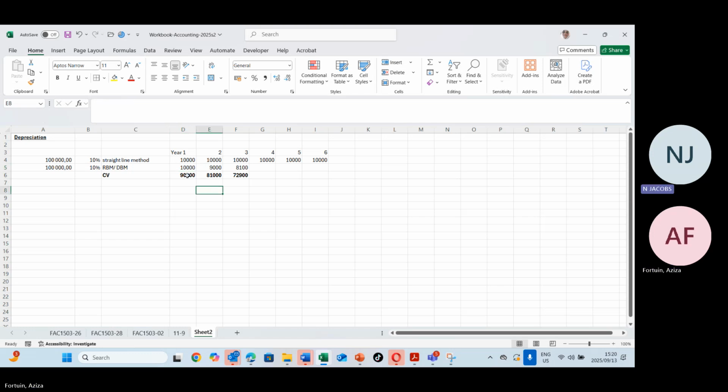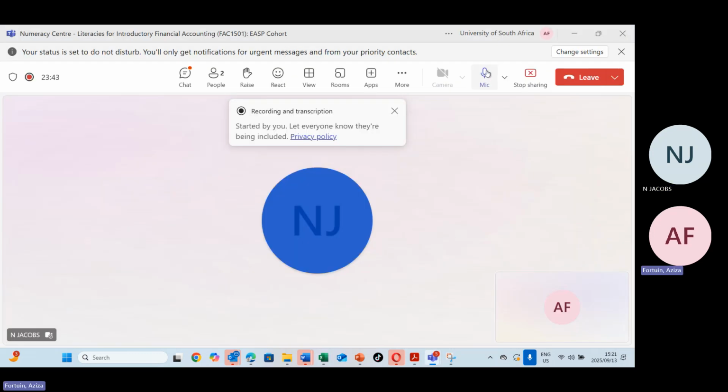Okay, so you took the 10,000, and then you just calculate 10%. So from the 90,000, then you get 10,000, then you minus it, yes? Okay, wait, let me. I'm thinking I'm getting it now. Okay, so do year 4, 5, and 6, and then when you're done, just tell me.